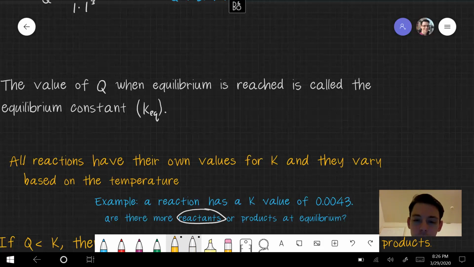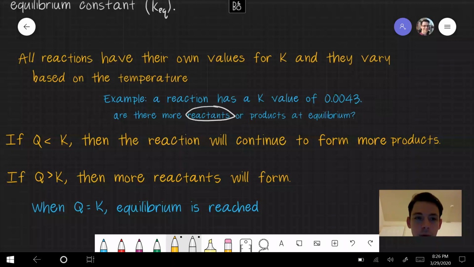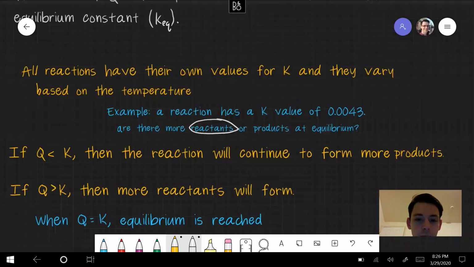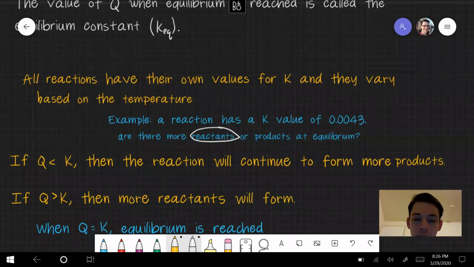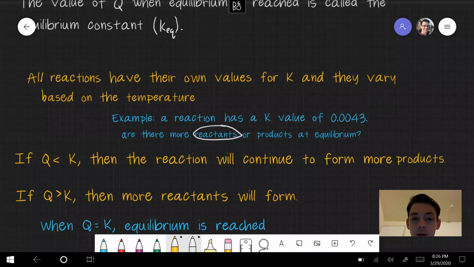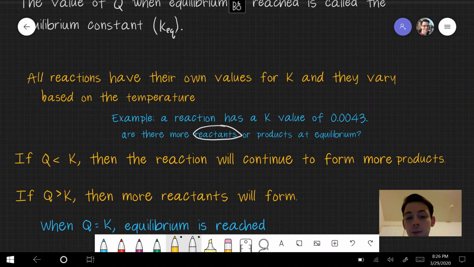So, a quick summary, trying to put all this on the screen at once, would be that if Q is less than K, that is when our reaction quotient is less than the equilibrium constant, the reaction is going to just continue to form more and more product until it reaches that equilibrium. And if Q is greater than K, then more of the reactants will form, and those products are going to continually react to be consumed and produce more reactants. But eventually, Q will equal K, and that's when equilibrium is reached.